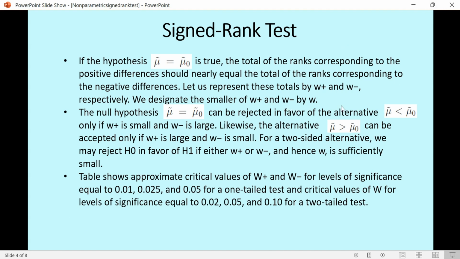If W is relatively very small, we will reject this hypothesis in favor of the alternative that the population median is less than this value. On the other side, if W, the negative side of the ranking, is very small, we will favor the alternative that the population median is larger than this value.